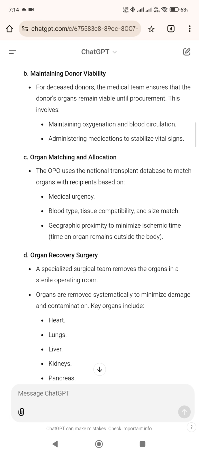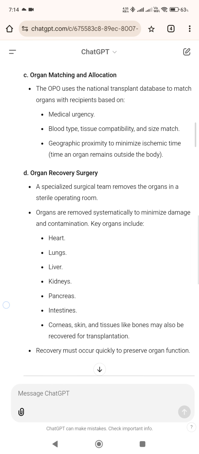C. Organ matching and allocation. The OPO uses the National Transplant Database to match organs with recipients based on medical urgency, blood type, tissue compatibility, and size match, geographic proximity to minimize ischemic time, the time an organ remains outside the body.